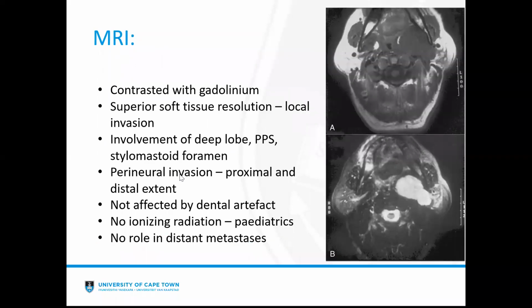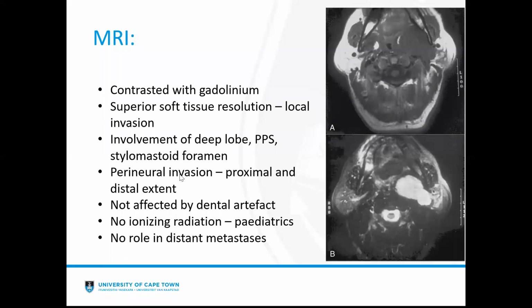In terms of MRI, if ordered in general, we want to contrast the MRI with gadolinium. MRI is generally the gold standard, as it has superior soft tissue resolution, allowing one to accurately differentiate tumor from parotid parenchyma, again assess local invasion, involvement of the deep lobe, the stylomastoid foramen, and extension into the parapharyngeal space.